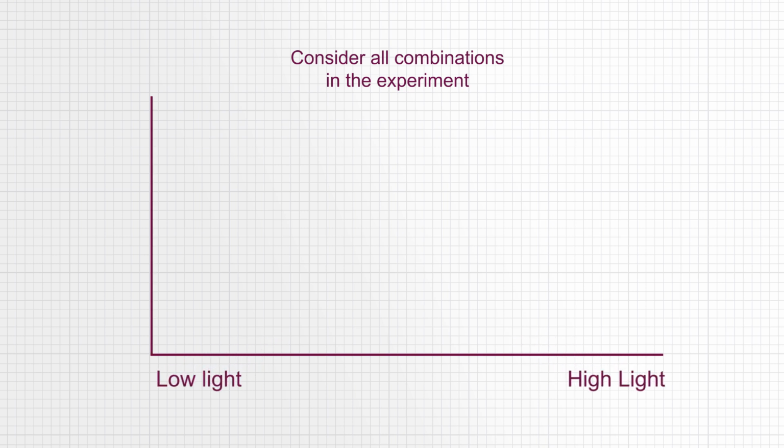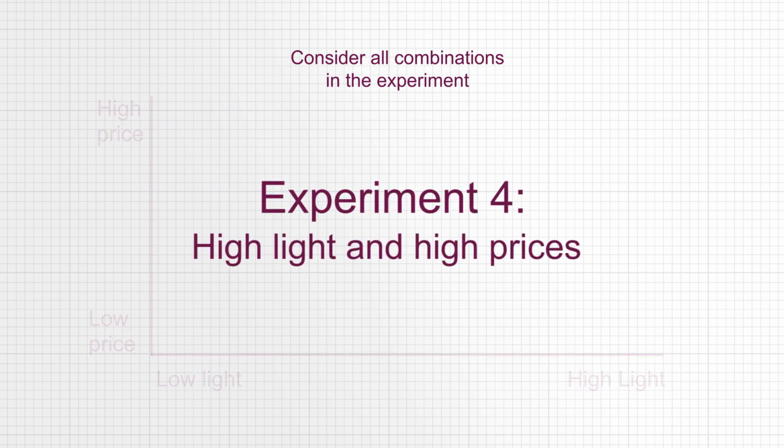Then add a vertical axis for the next variable, price. We have a low price here at the bottom and then a high price at the top. So there are 3 experiments here so far. There is actually a fourth experiment we should also run. It is the combination of high amount of light with high prices.